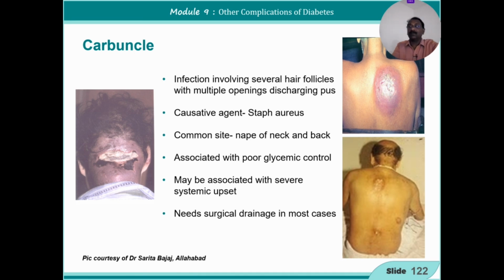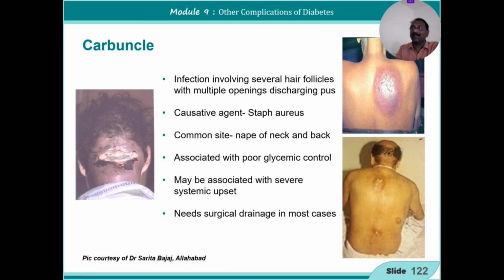The carbuncle is very common in chronic diabetics, on the nape of the neck and the posterior chest, paraspinal areas. Infection involving several hair follicles with multiple openings discharging pus. Staph aureus is the causative agent. Nape of the neck and back. Associated with poor glycemic control. May be associated with a severe systemic upset, maybe sepsis. Needs surgical drainage in most cases.